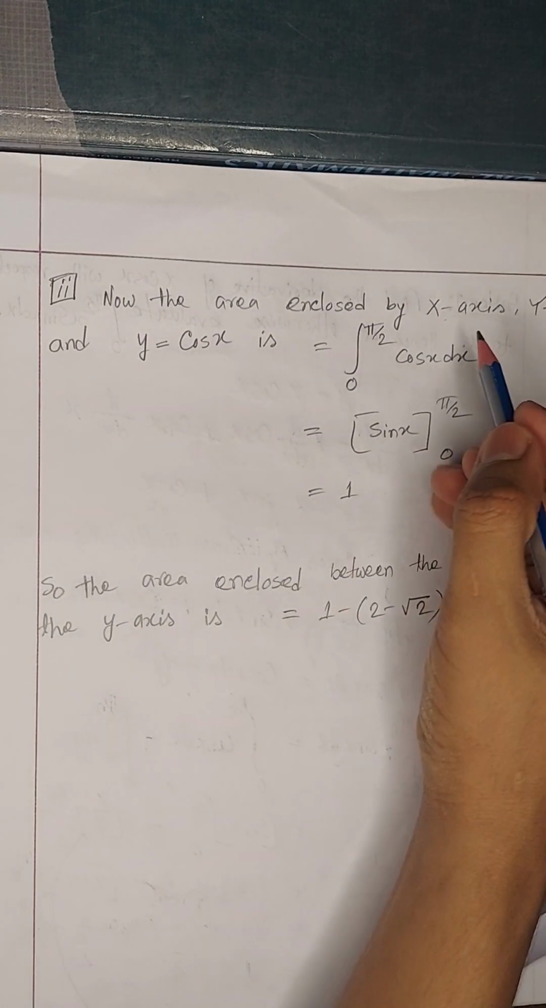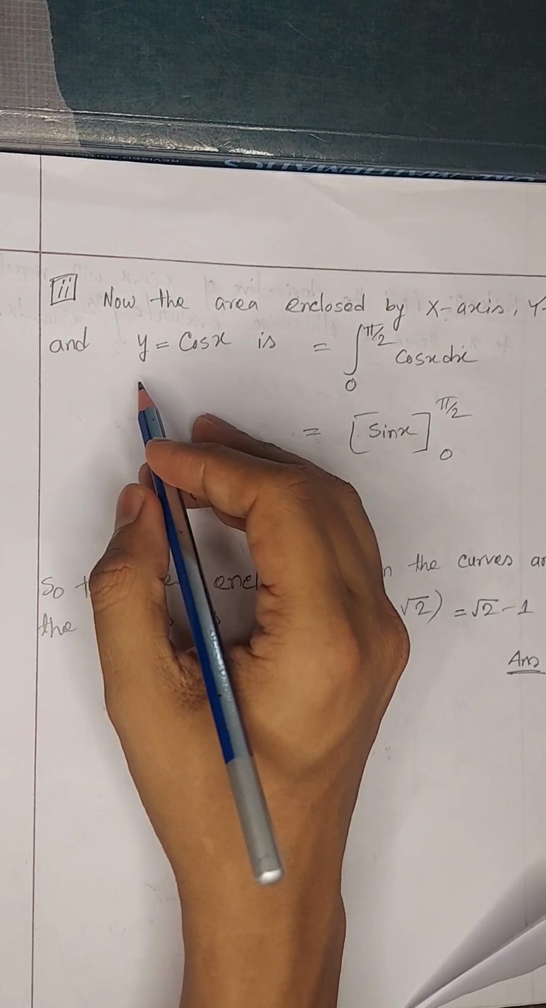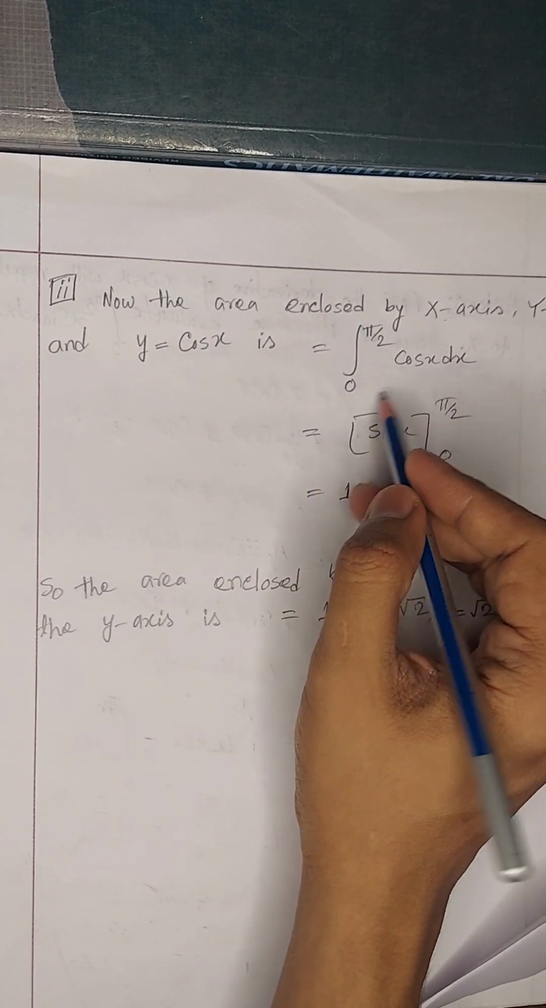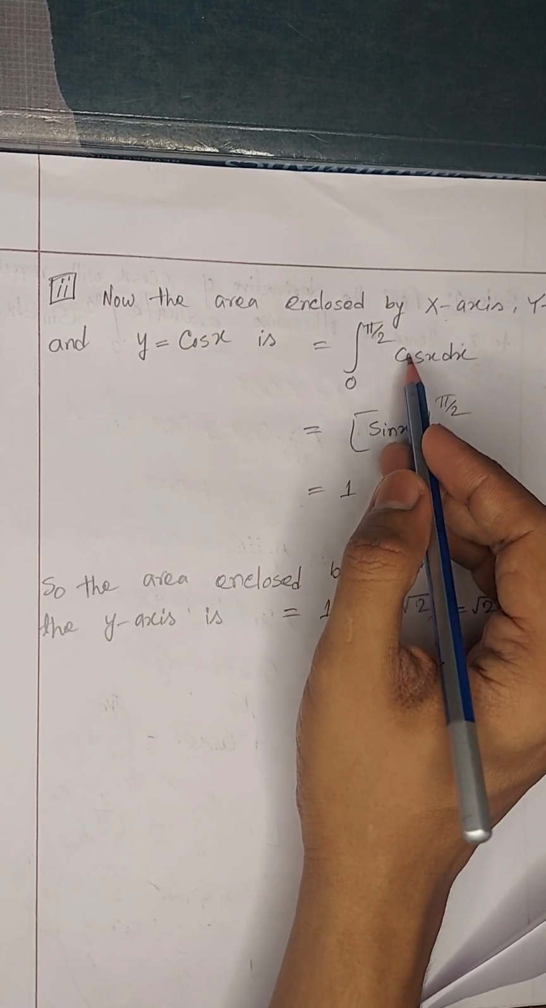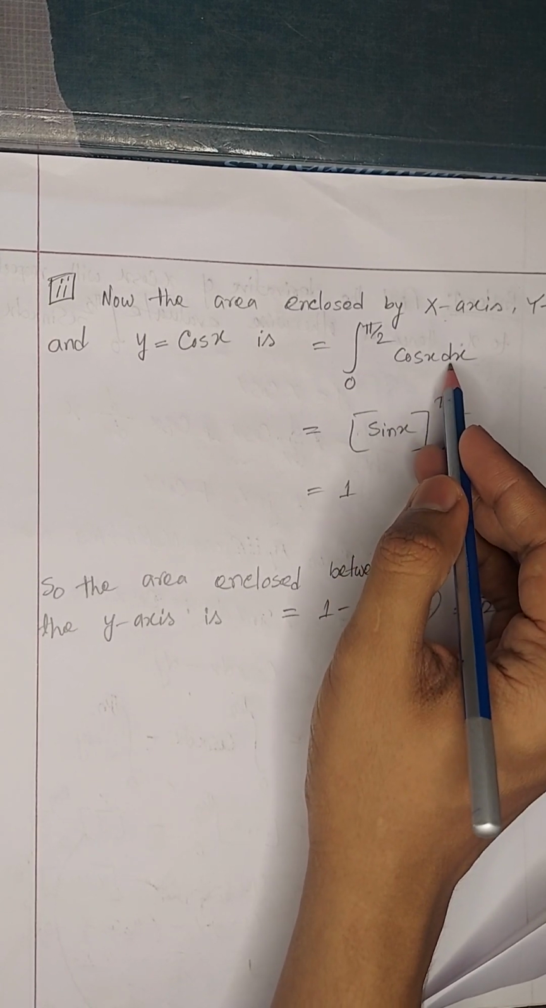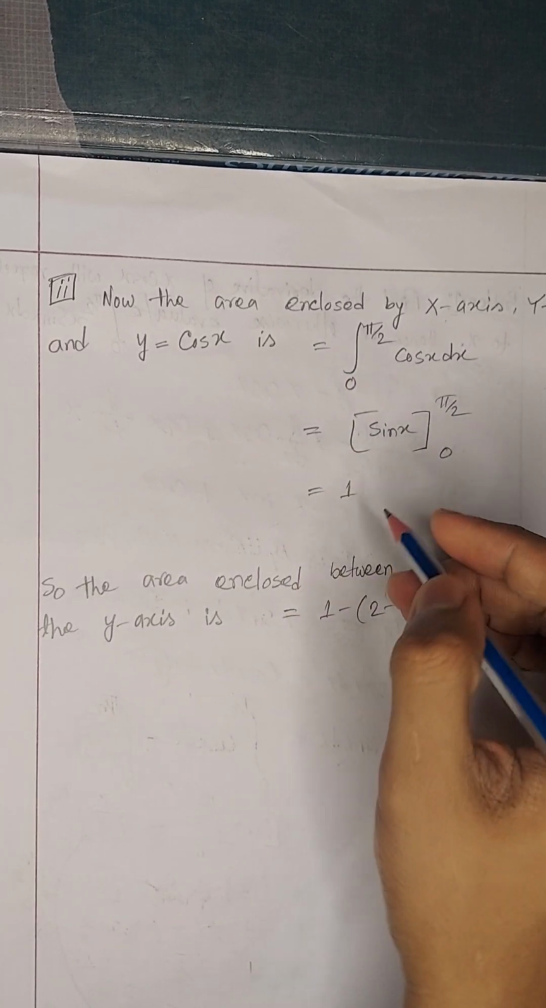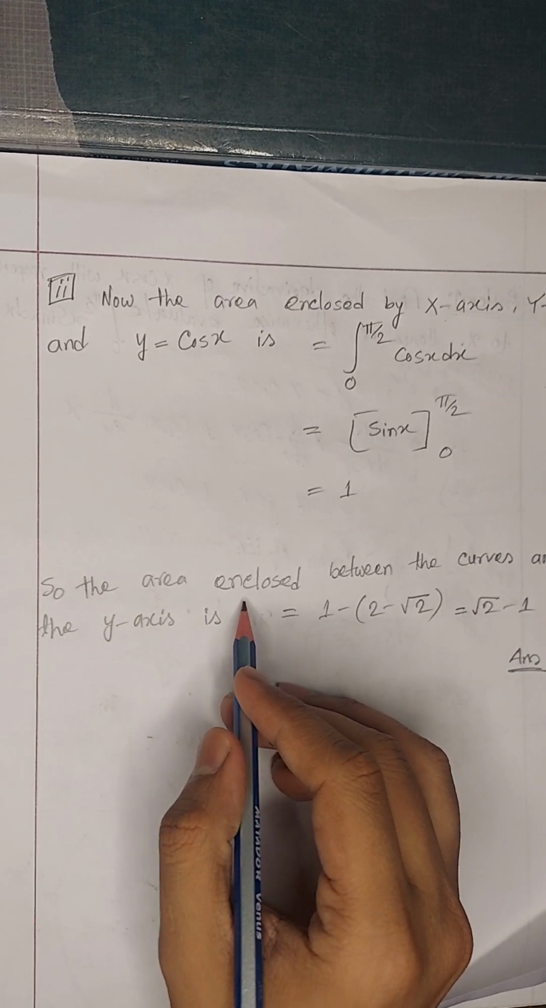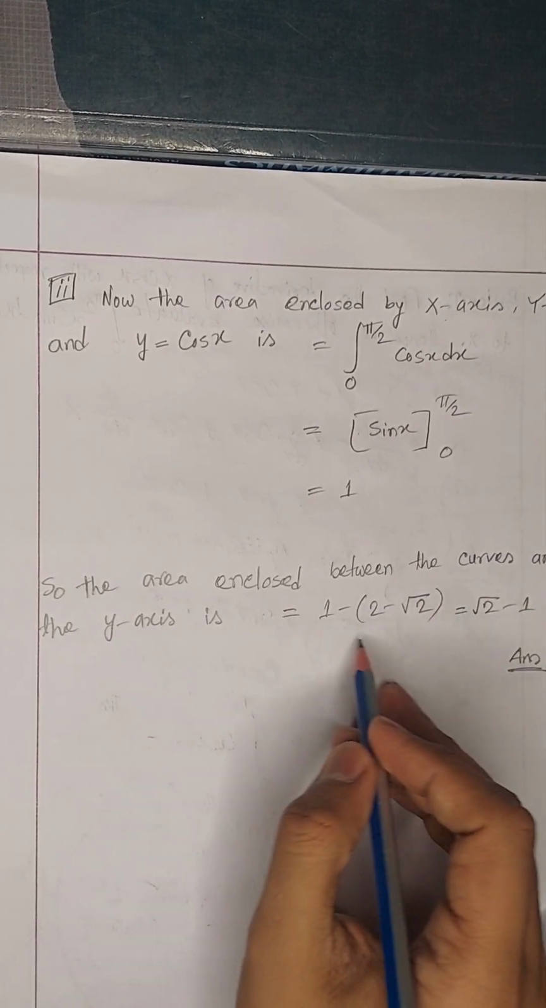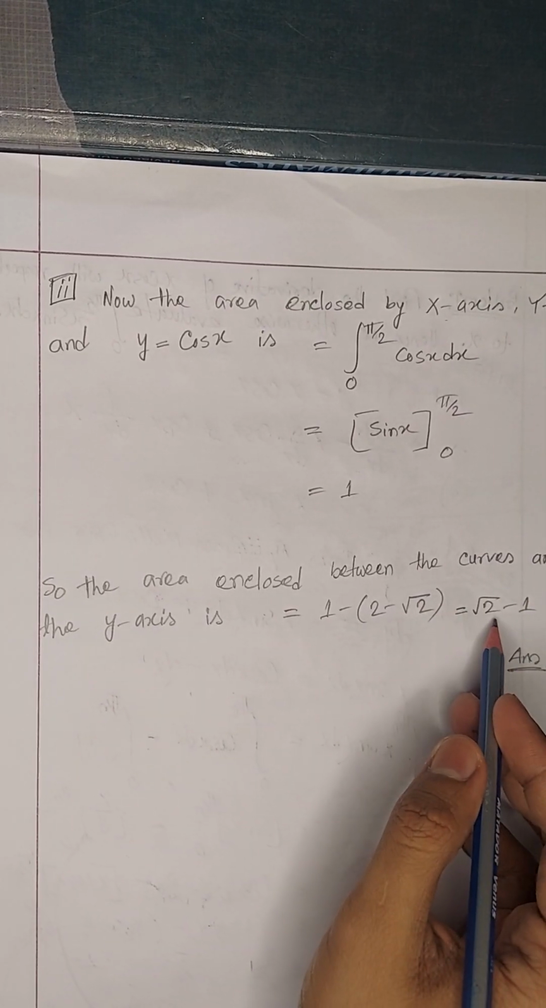Now the area enclosed by the x-axis, y-axis and y equal to cos x is, we have to integrate cos x with respect to x from 0 to pi by 2, and we get the area is 1. The area enclosed between the curves and the y-axis is 1 minus (2 minus root 2), which is root 2 minus 1.